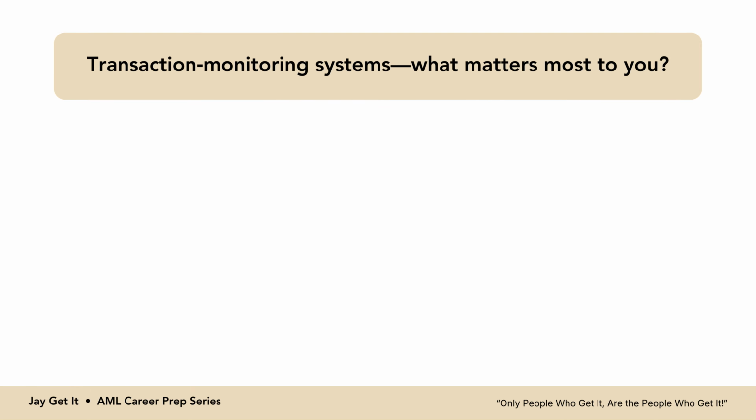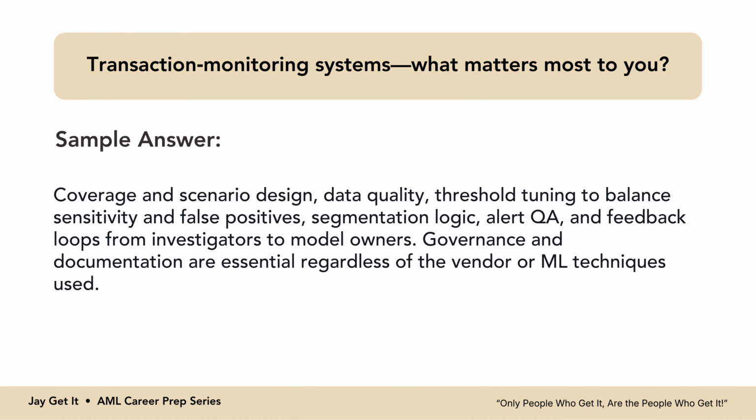Question number 18. Transaction monitoring systems. What matters to you? Sample answer. I focus on coverage, rules, scenarios, and ML models, data quality, threshold tuning to reduce false positives without losing sensitivity, peer and segmentation logic, alert QA, and feedback loops from investigators back to the tuning team. Tools differ, but governance and documentation are non-negotiable.